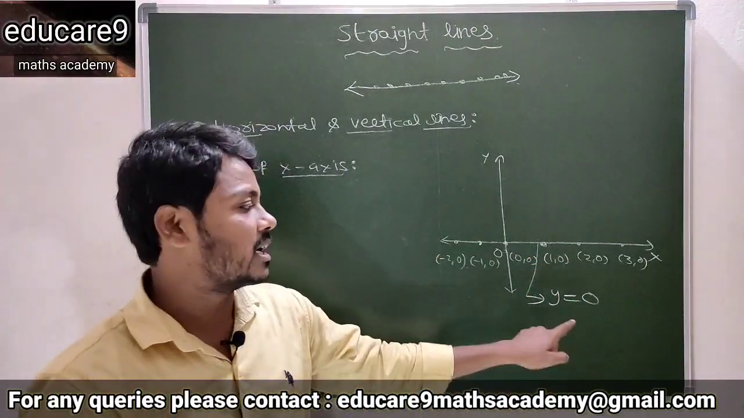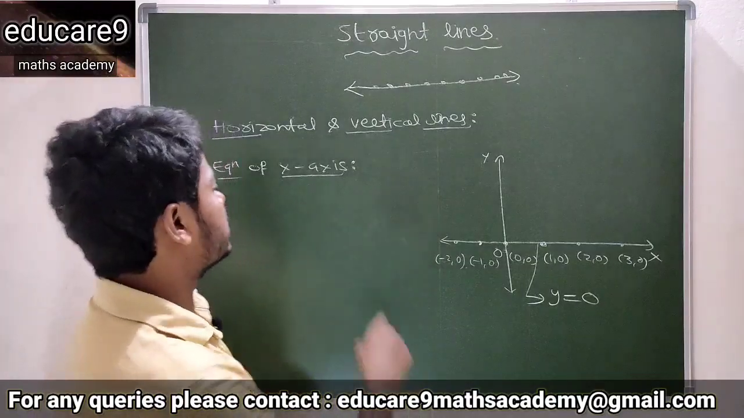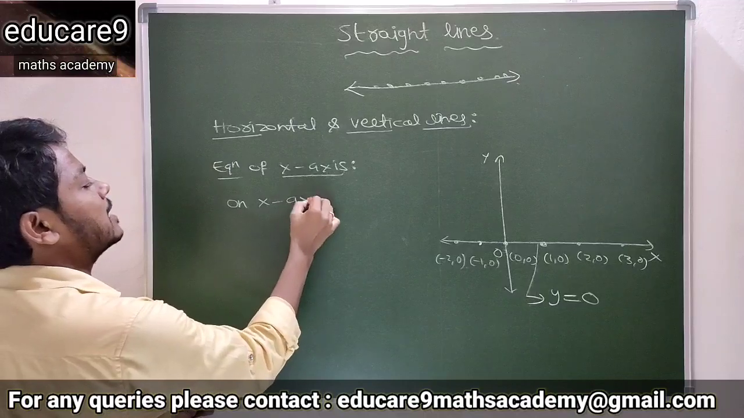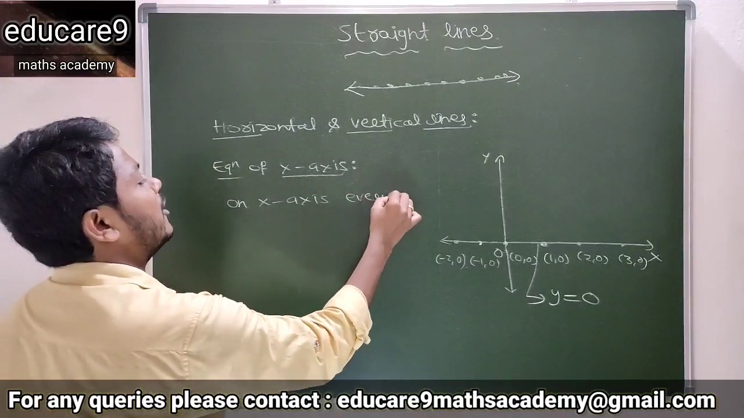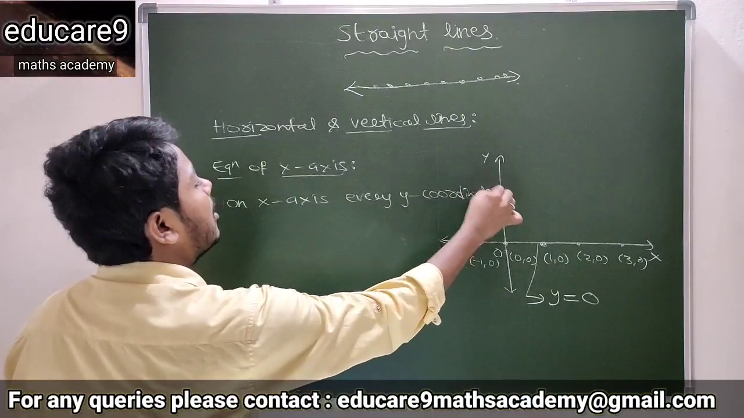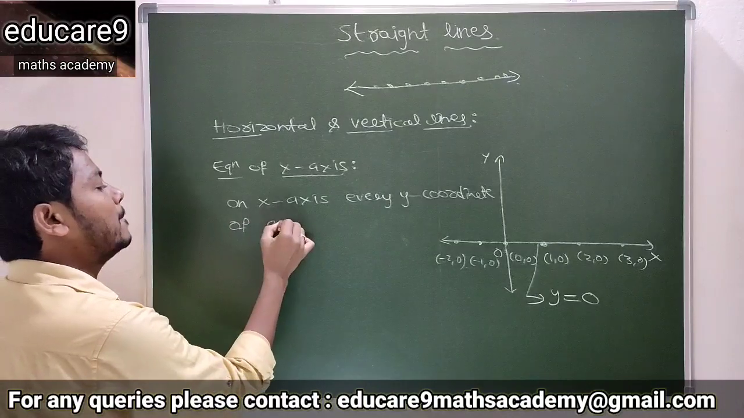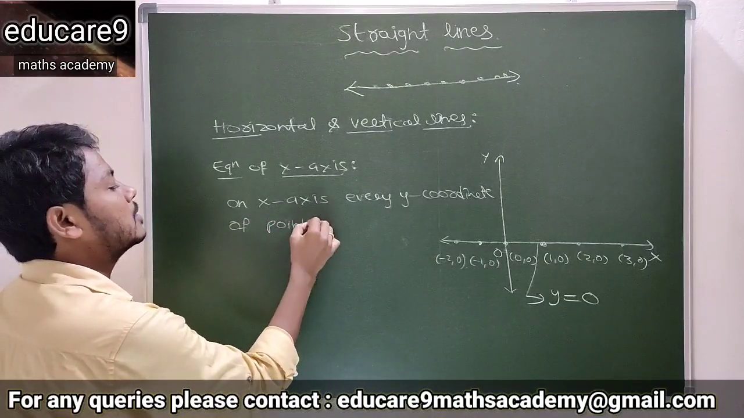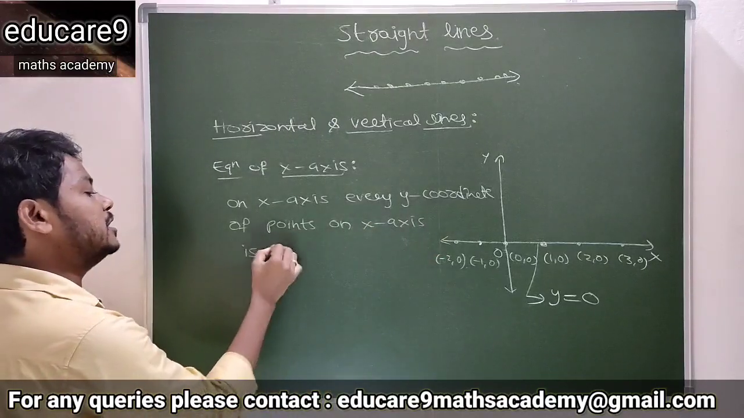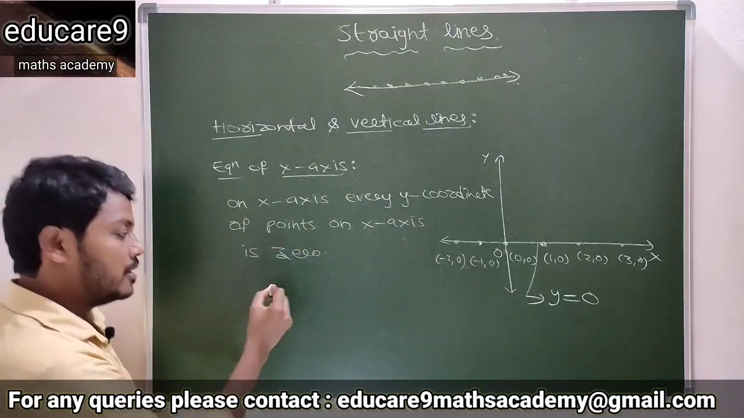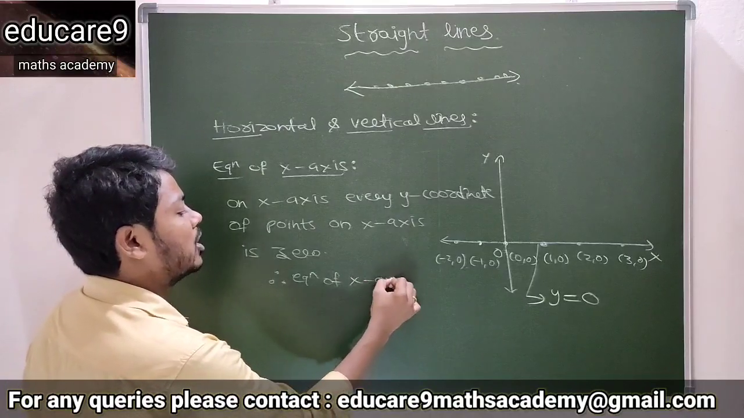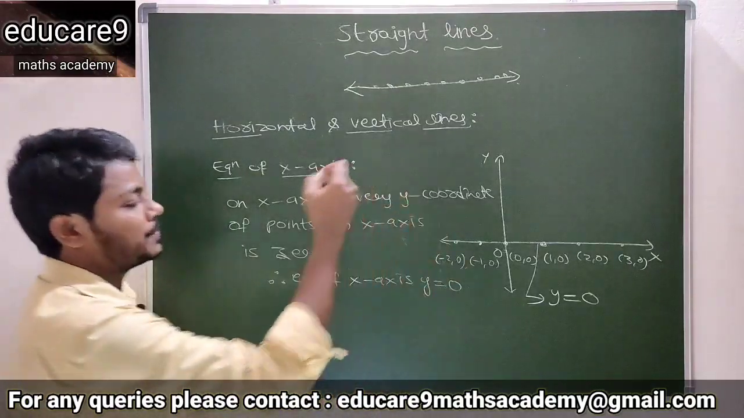Therefore this equation is called the x-axis equation. So what is that? y equals 0. See here, equation of the x-axis: on the x-axis, every y coordinate of points on the x-axis is 0. Therefore, the equation of the x-axis is y equals 0.